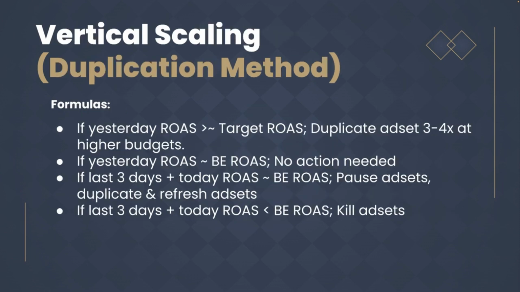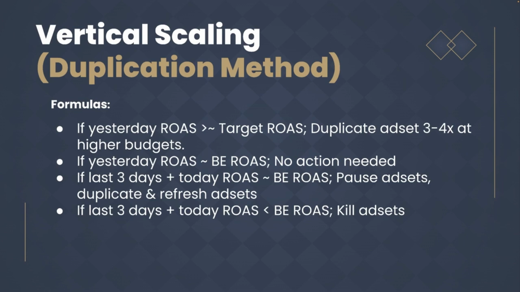Now, this is one of my favorite methods called the vertical scaling duplication method. If yesterday ROAS is more or less your target ROAS, you would duplicate the same ad set 3 to 4 times at higher budgets. Let's say you have the original ad set at $100, you would duplicate it at $150, $200, $250, $300. So you would have all of these different variations, and then you would observe their performance.